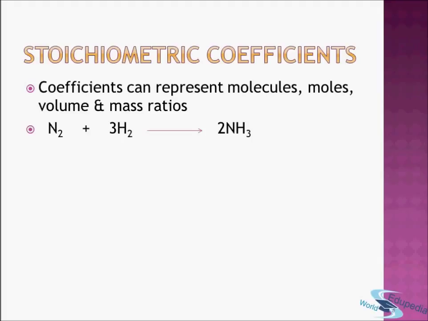Okay, see, you have a reaction here of formation of ammonia. If you look here, you will see that the coefficient of nitrogen is 1. Alright, since nothing is written, it means it is 1. Alright, and here it is 3 and here it is 2. So now you know the stoichiometric coefficients of each molecule in this reaction.